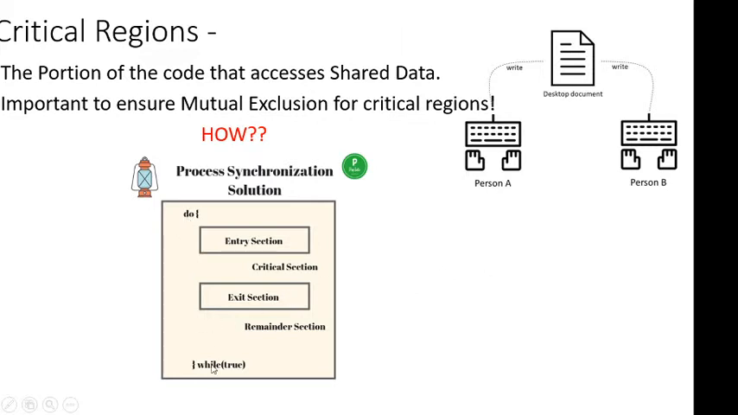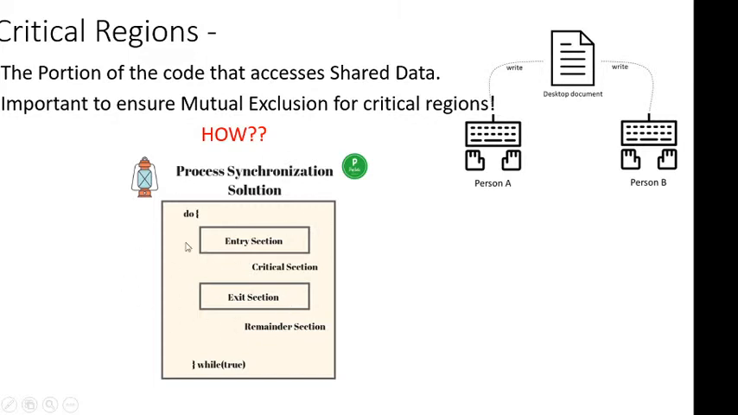So you can have a do while loop where any code that reads or writes to the same file is called a critical section. Before the program writes to a shared file, before you can reach this critical section, you must do certain things. That's called an entry section. And after you finish executing the critical section, you must do certain things. That's called an exit section.